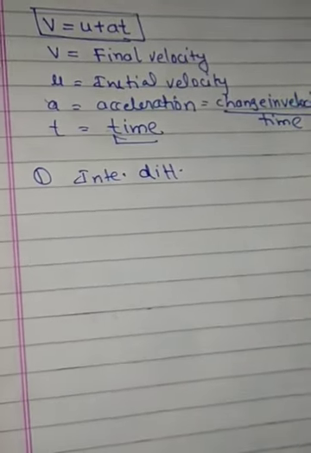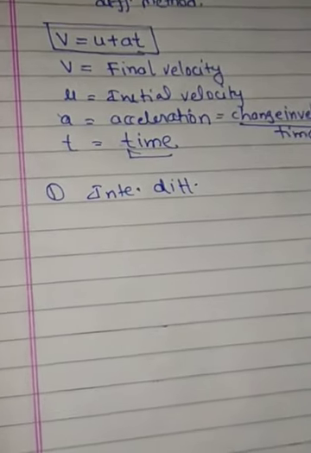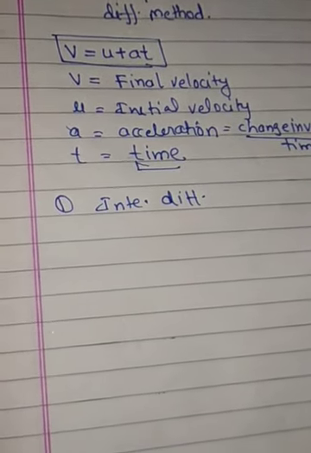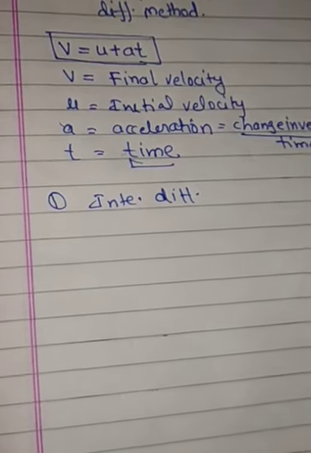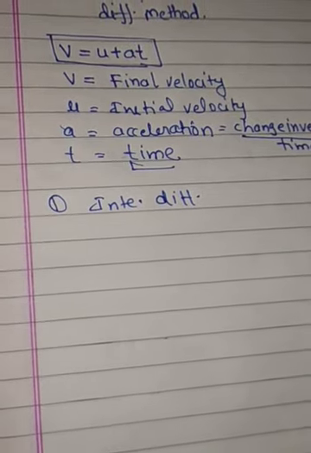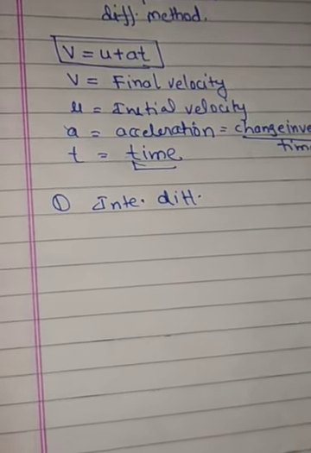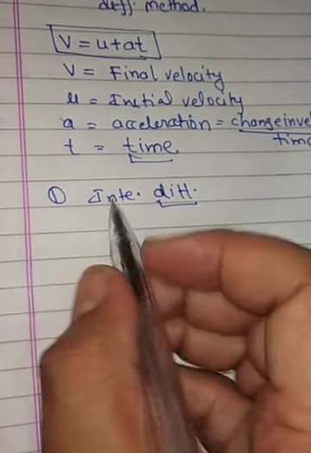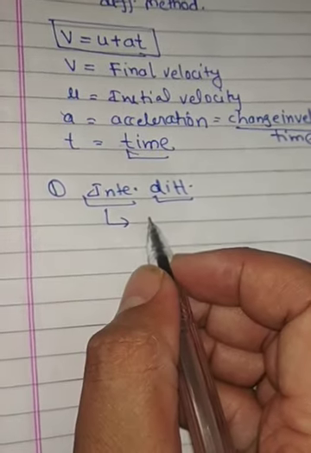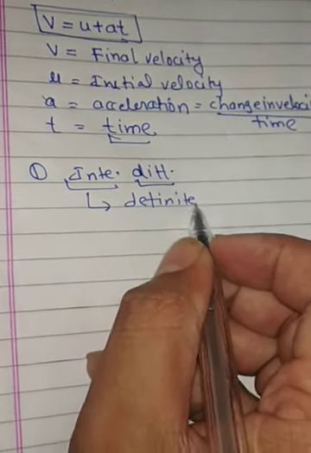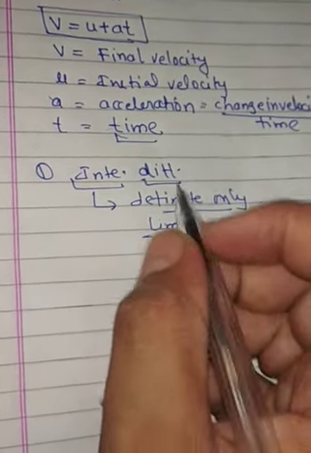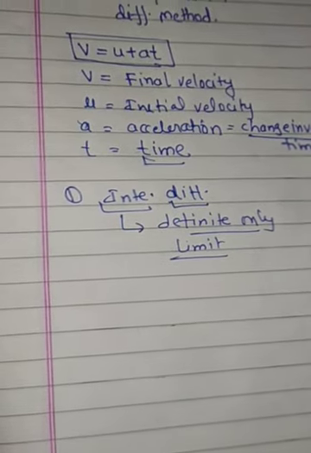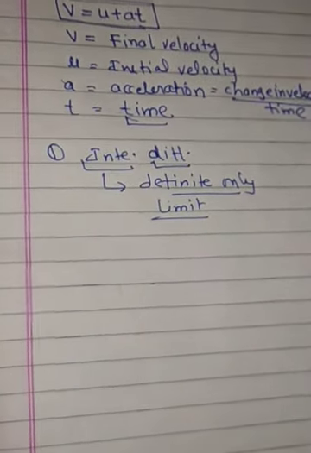differentiation. And you know students, I explained integration and differentiation in the GeoMap class, so I cleared everything related to integration and differentiation. But this time I will discuss with you the derivation of this equation, v = u + at. For getting the derivation we need the help of differentiation and integration. Integration will be definite only, not indefinite, means we will give limits to it. Okay, so let's solve this equation.